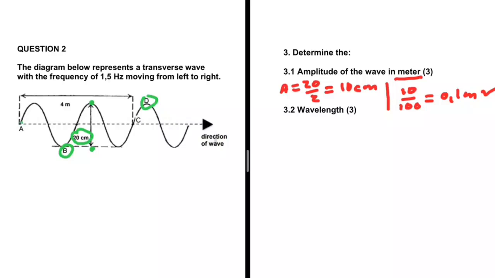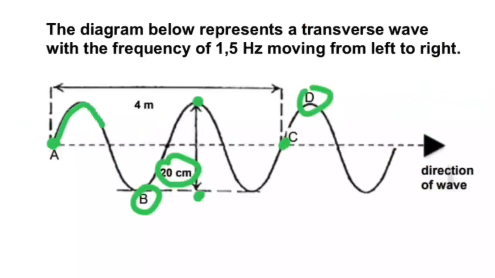We're given the distance from A to C. It is said to be 4 meters. We know that from A to C, we have 2 wavelengths. So from that point to this point here, we have 1 wavelength. Why do we say so? Take a look at this.